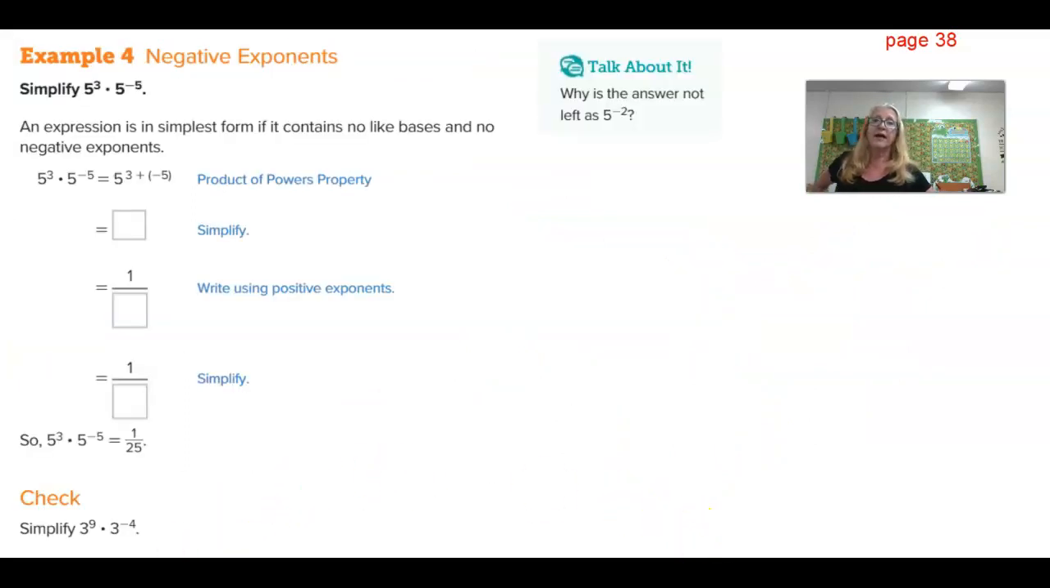Number 4. Now they want to apply the properties of exponents to these problems. So here, they want you to use the product of powers property. They've got 5 to the third being multiplied with 5 to the negative 5. So I'm going to do that over here. If we have 5 to the third power being multiplied with 5 to the negative 5th power, when we multiply two numbers with like bases, we add the exponents.